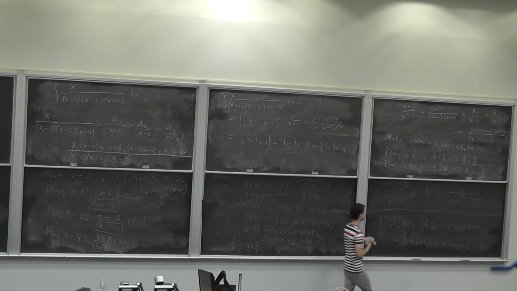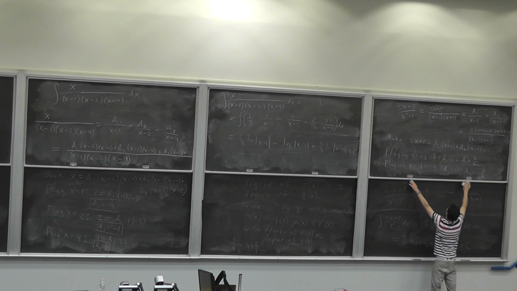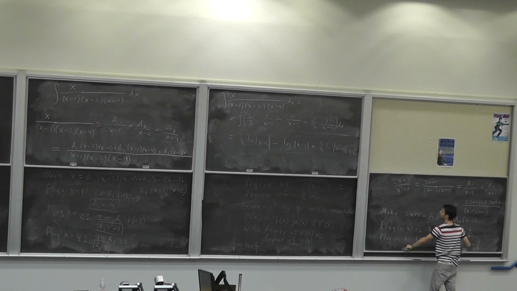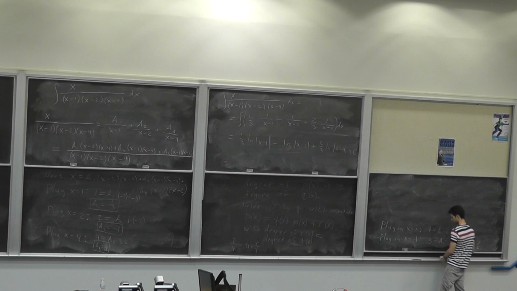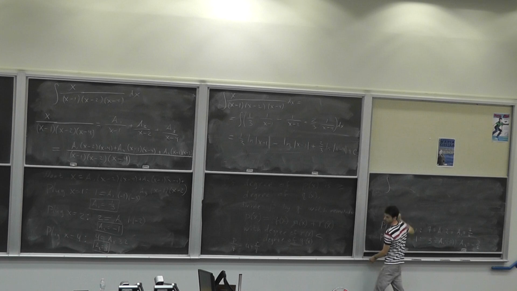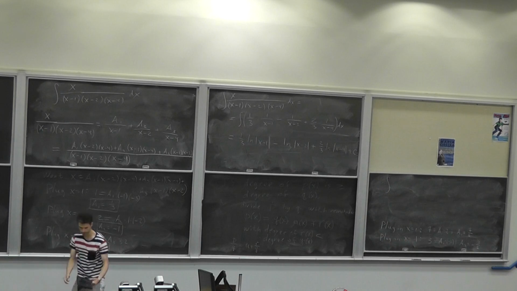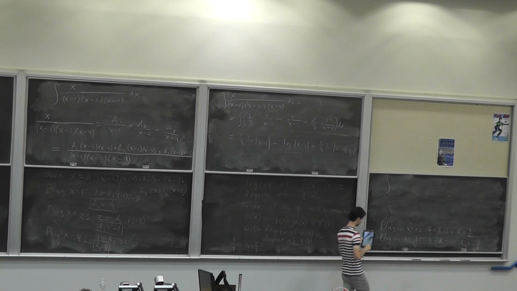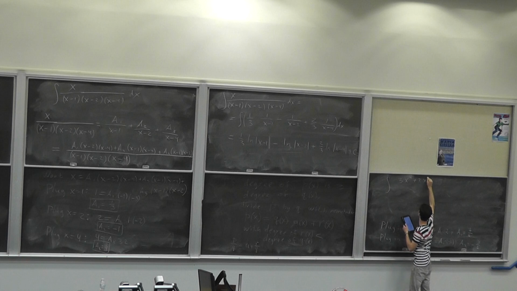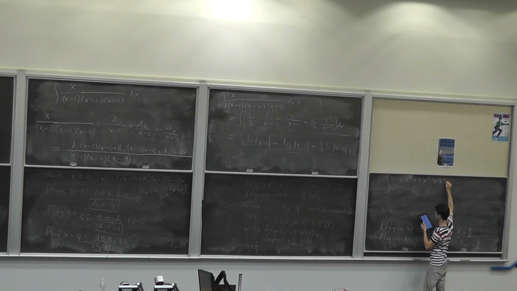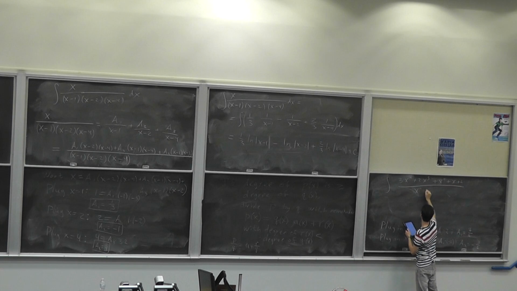So let's do an example of this procedure. Let's say I want to integrate 3x cubed plus 2x squared plus x plus 2, and all this divided by x squared plus x plus 2.